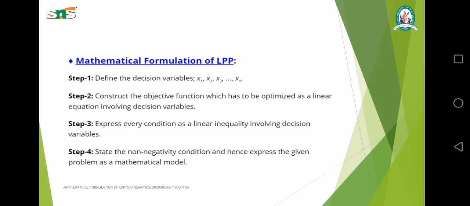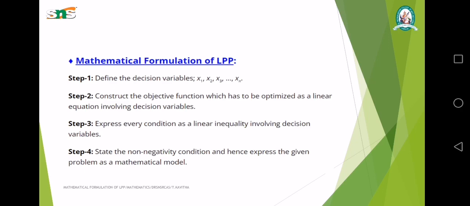Mathematical formulation of LPP, the structure of the LPP is: the objective function that is maximized or minimized, and the next is subject to constraints, and then the non-negativity constraints. Now we go on to the mathematical formulation of LPP.